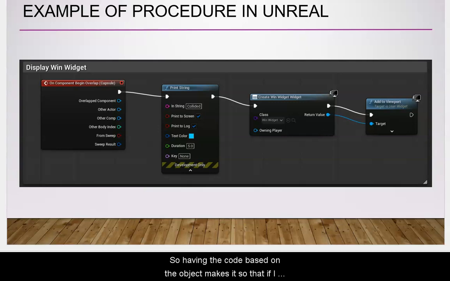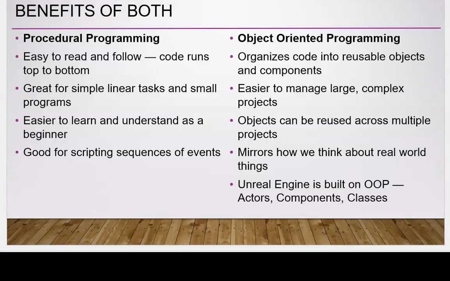So having the code based on the object makes it so that if I wanted to, I could take that flag that we made and I could put it into another game. And if somebody came across that, as long as I also copied the widget, right, and I left them the same names, the second that happened and they came across it in the new game, it would have the same reaction. And so that's kind of the benefits of object-oriented programming versus procedural-based programming. There's benefits to both and reasons why you would do code in both.